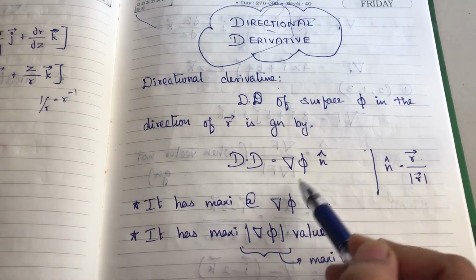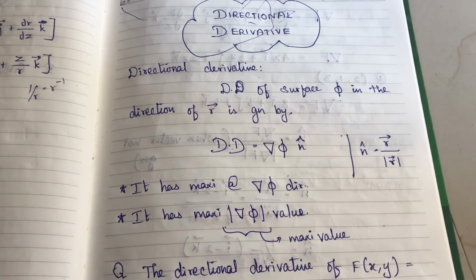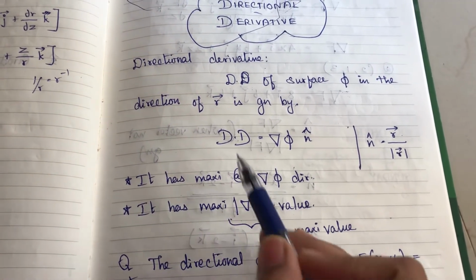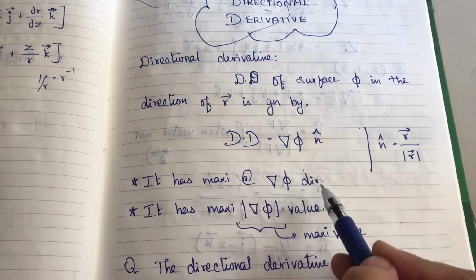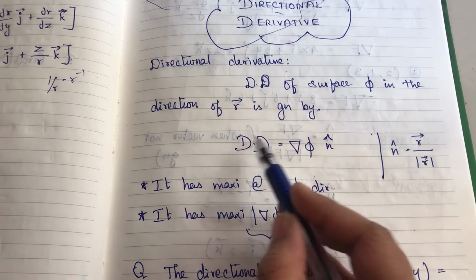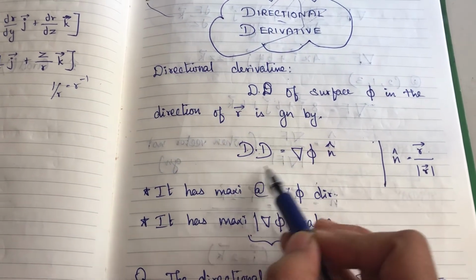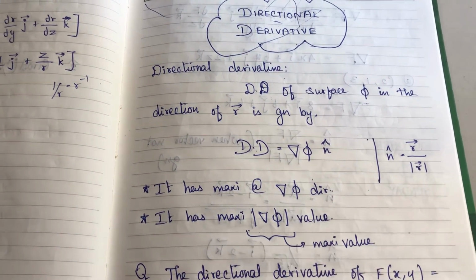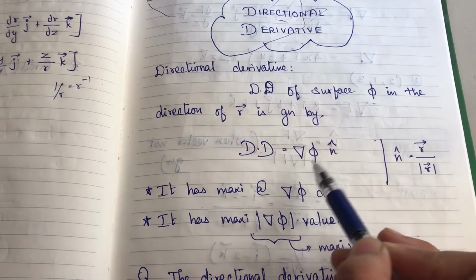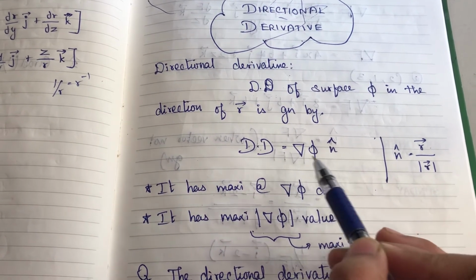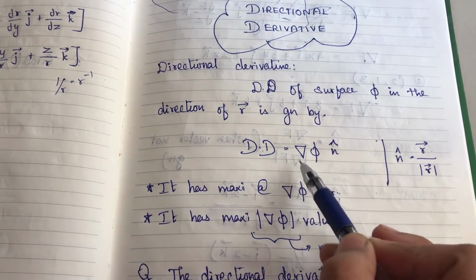Gradient means only del pi. But in the case of directional derivative, we need to add n cap here. It has the maximum value in the del pi direction. So whatever direction del pi follows, it will follow. In that direction, the directional derivative will have the maximum value. What is that maximum value? It is nothing but the magnitude of this del pi. So this dd always follows del pi.